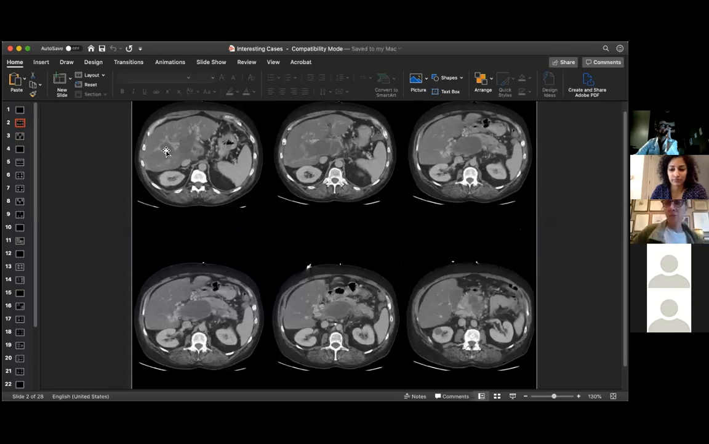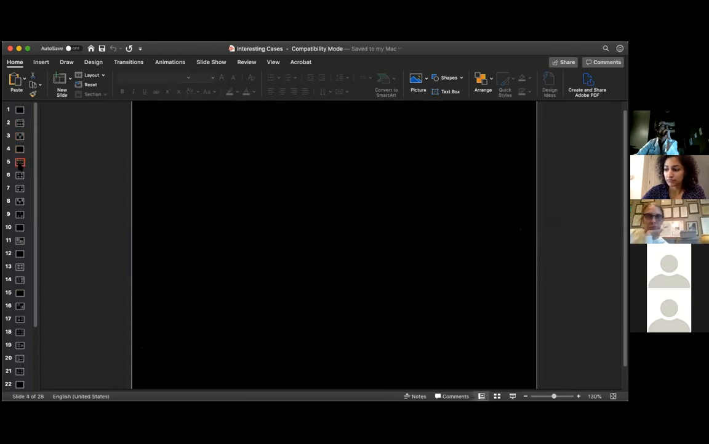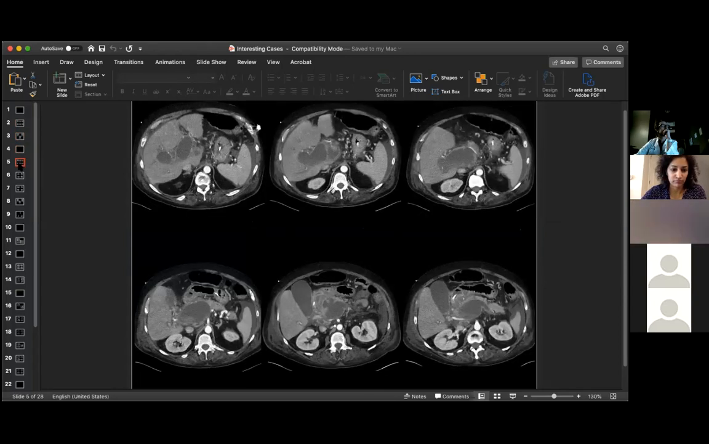I'll point your attention to these sort of bright areas, for example, right here in the right portal. And then there's some high density material layering. So this was just a single phase. And so we said, listen, we don't know what this is. We're going to perform our own imaging, multi-phase imaging, non-con, arterial, portal venous. And so we ended up re-imaging him at BI.